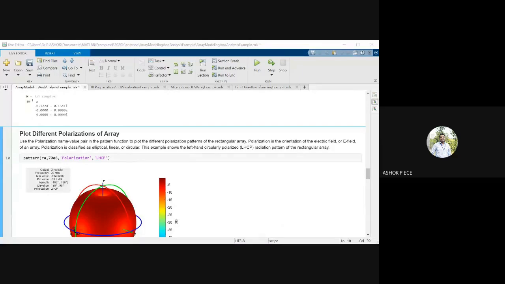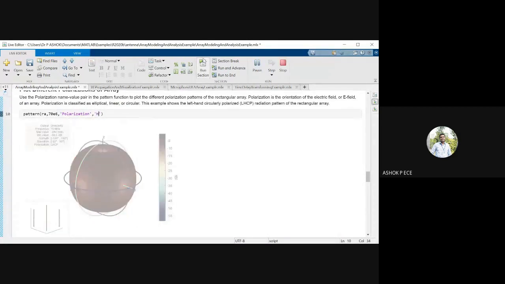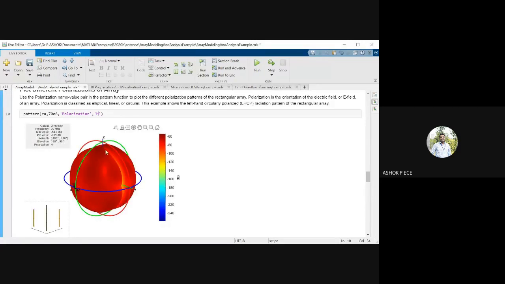This is almost the same as your directivity. So we are plotting the LHCP. We'll plot the horizontal H and see what the answer is. Horizontal polarization. You can see the difference, right? The shape is changing. Vertical.